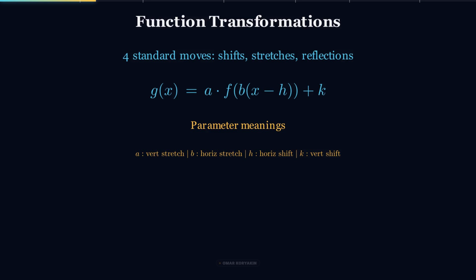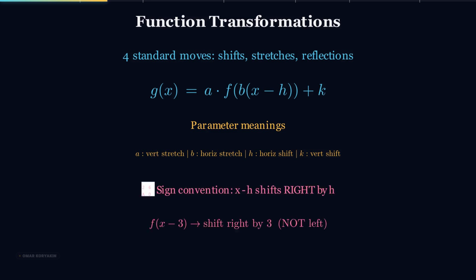Reading the parameters, a is the vertical stretch factor, and negative a reflects vertically across the x-axis. b is the horizontal stretch factor, and negative b reflects horizontally across the y-axis. h is the horizontal shift, with positive h shifting right. k is the vertical shift, with positive k shifting up. The order of operations inside is: shift x by h, scale by b, apply f, scale the output by a, shift the output by k.